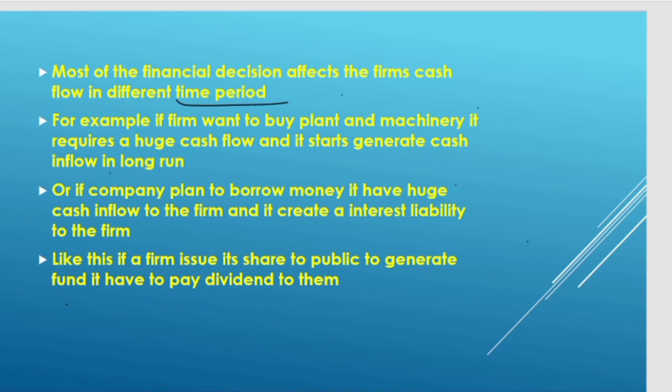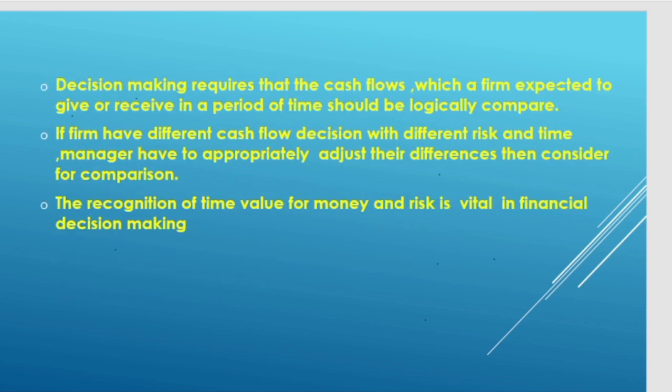For example, if a firm wants to buy plant and machinery, it requires a huge cash outflow, and it starts generating cash inflow in the long run when the plant and machinery are utilized. Or if a company plans to borrow money, it has a huge cash inflow to the firm, but it also creates an interest liability. Rather than borrowing money, if a firm issues shares to the public to generate funds, it has to pay dividends to them. You can see that in every decision there is a cash inflow or cash outflow to the organization.